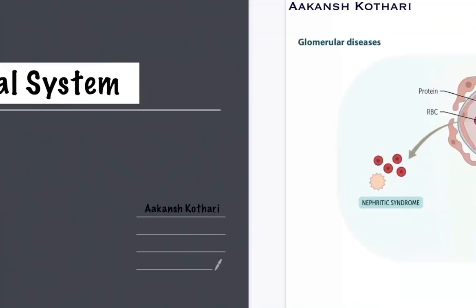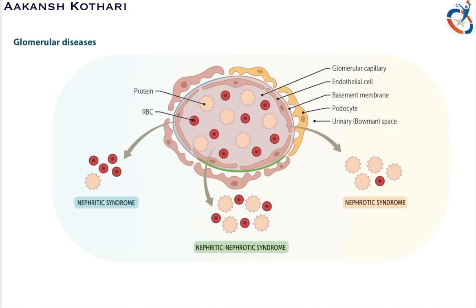Okay, so let me just start with the glomerular filtration barrier. It is majorly composed of three layers. The innermost layer is the fenestrated capillary endothelium. You can look at this. This is the fenestrated capillary endothelium. That means it has pores and it is made of endothelial cells.